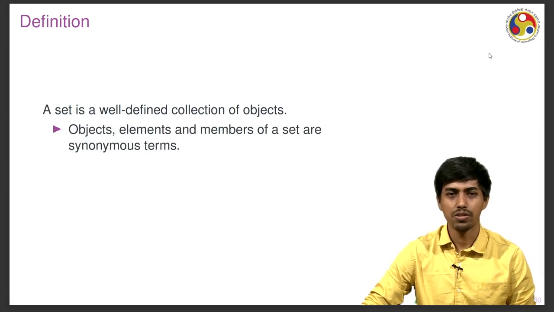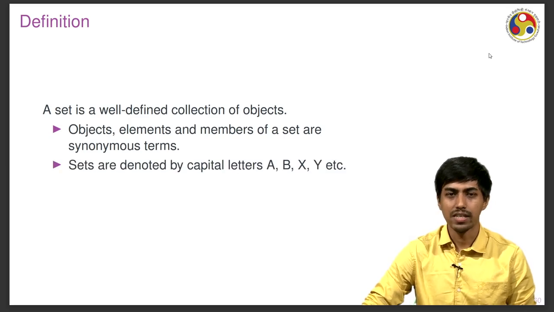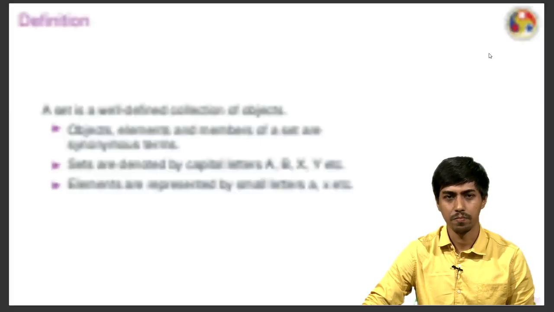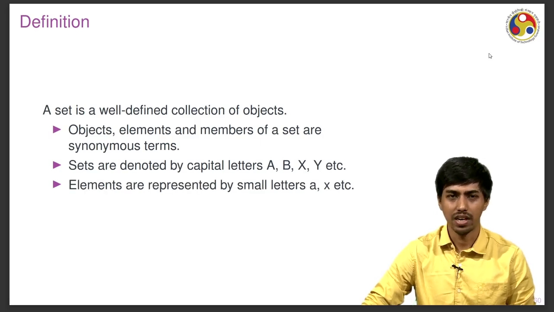We often use the words objects, elements, and members to represent the members of a set, and these are all synonymous terms. Sets are usually denoted by capital letters like capital A, capital B, capital X, capital Y, etc. And the elements of a set, which are the objects in this collection, are represented by small letters like small a, small x, etc.